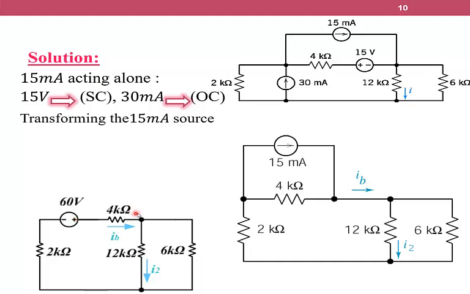Right now we could get IB. To get IB, we are going to use Ohm's law. We have here 60 volts over R. Our equivalent is calculated as 12 kilo ohm connected in parallel to 6 kilo ohm. After that, we have 4 kilo ohm connected in series with 2 kilo ohm, and they are together connected to the equivalent resistance of these 2 parallel resistors, 12 and 6. So IB will be 60 over 2 plus 4 plus 6 in parallel to 12, which will give us 6 milliamperes.